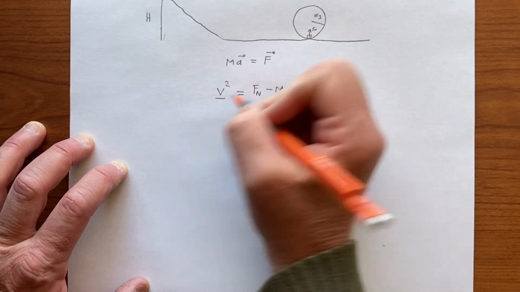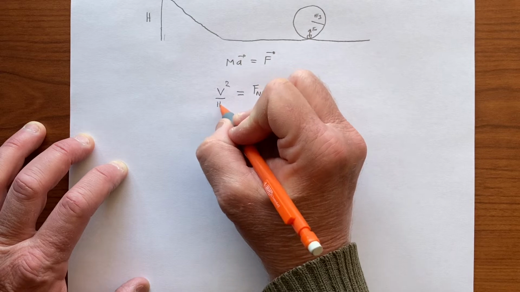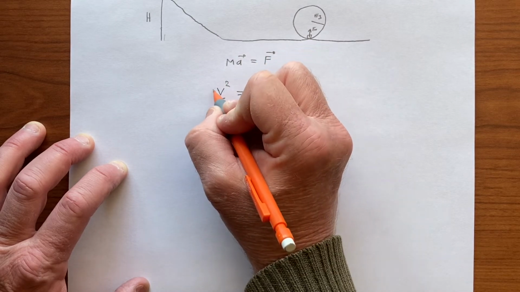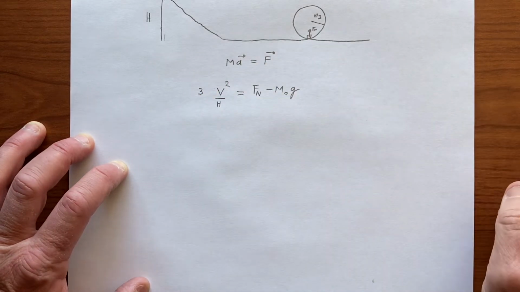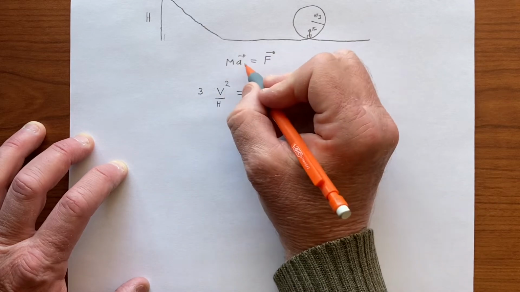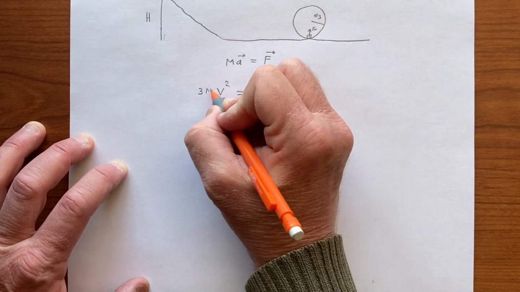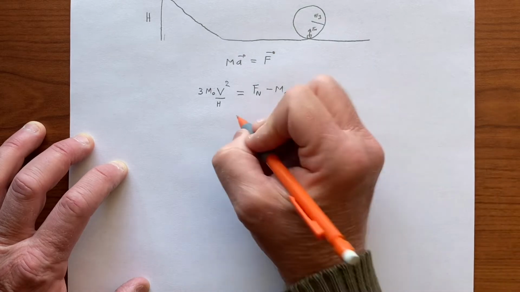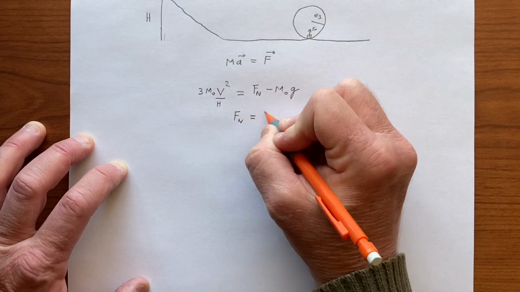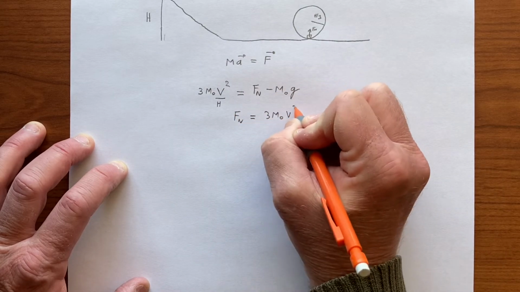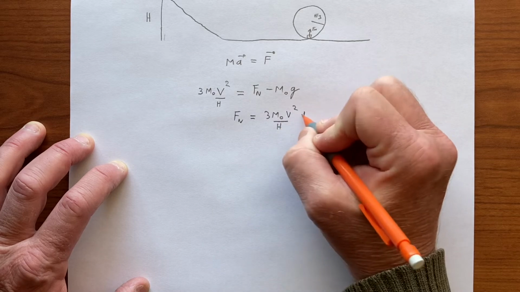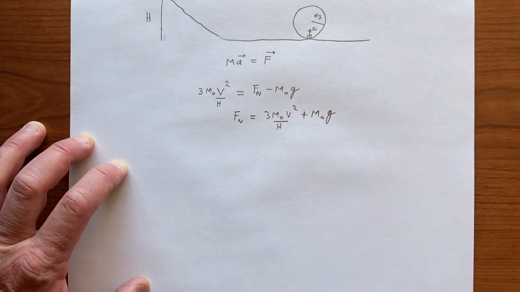and that acceleration is the unknown speed of the object squared divided by the radius, which is h over 3, so that's the same thing as 3 in the numerator, and then we have m, because that's the acceleration, and we have, therefore, m naught. So it looks like that. So Fn is equal to 3 m naught unknown speed squared over h plus m naught g.